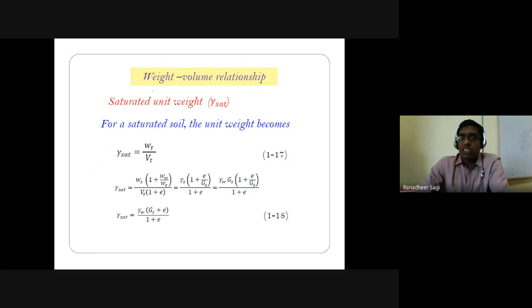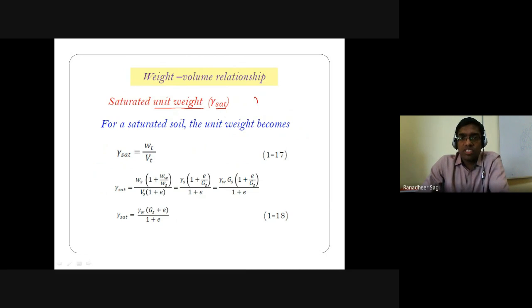Next, if the soil is a saturated soil, and I want to determine its unit weight, I am going to find it in a similar way to what we have talked about earlier. Okay, unit weight is what we represent as gamma, and the soil is a saturated soil, so it's the saturated unit weight which I am talking about, which we represent as gamma sat. Sat indicates it's saturated.